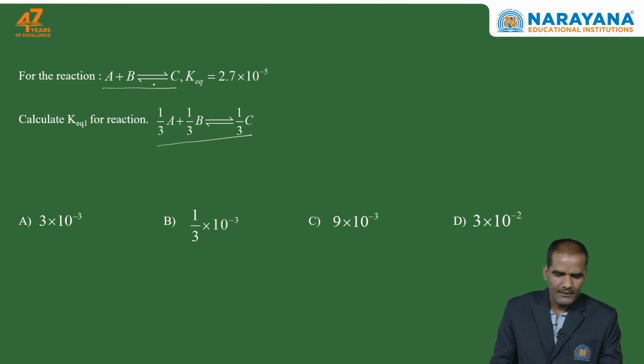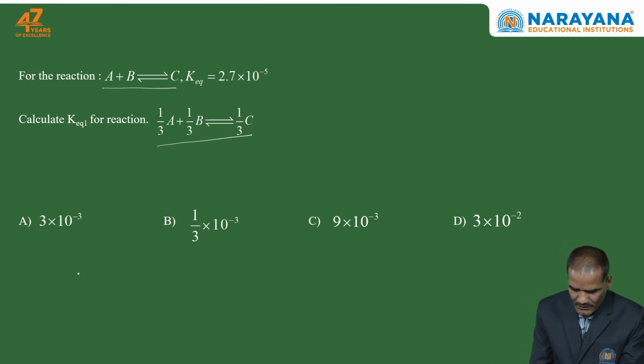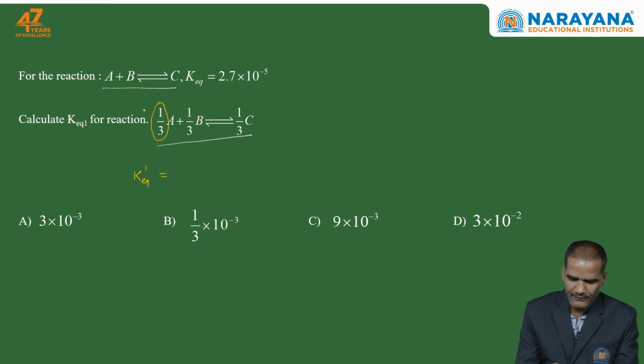When the reaction is multiplied with some factor n, the equilibrium constant of that particular reaction is going to be changed, and the new equilibrium constant is the first equilibrium constant to the power n. So in this particular case, the n value is 1 by 3. Hence we can write the new equilibrium constant for this reaction. K equilibrium dash can be written as, because the first reaction is multiplied with the stoichiometric coefficient 1 by 3, this should be equal to the K equilibrium power 1 by 3.